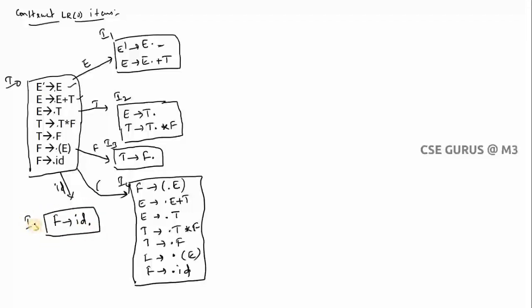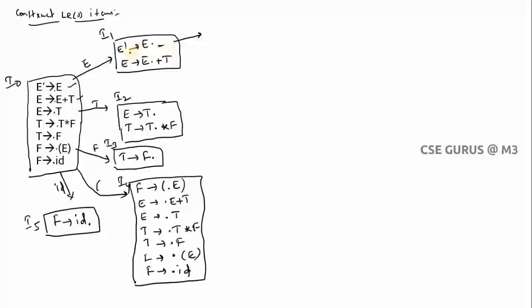So this will become I5. Now scanning of I0 is over. Like this you need to scan for this one. After completion of I0, what you need to do? Go for I1. Next one, I1. I'll scan I1. What can be scanned in I1?